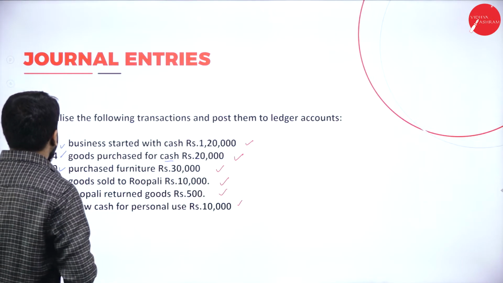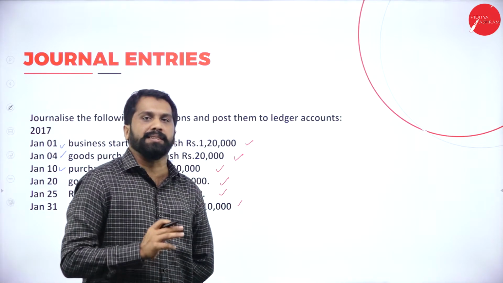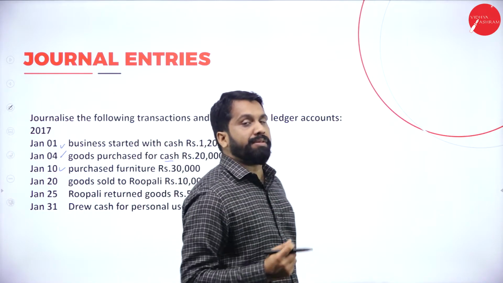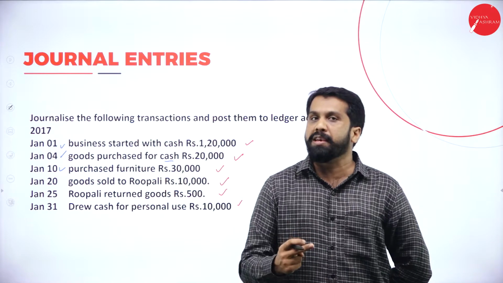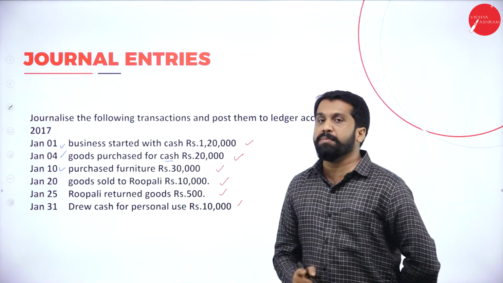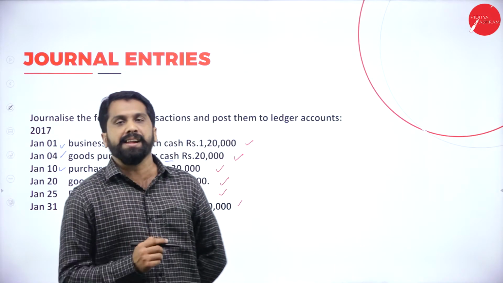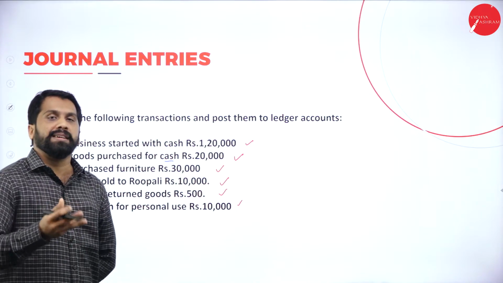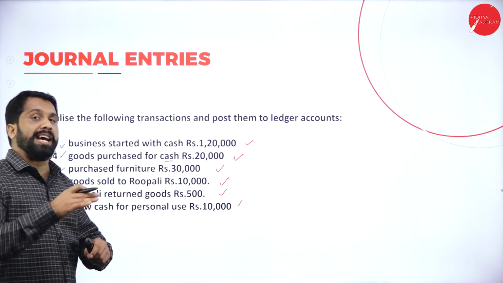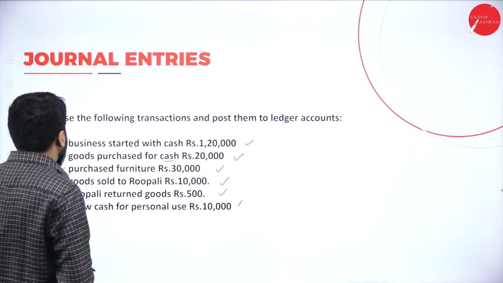So, next is what? January 10th, purchased furniture 30,000. Now, purchase of what? Furniture. When you purchase, you will receive cash or pay cash. You will pay cash. Remember, even though the word cash is not there, we will consider. Why? Because it is purchase of furniture. They have not mentioned that on credit. We assume that they have paid cash. Now, furniture debit side, you are paying means cash should be down. Furniture account debited to cash, it is 30,000.